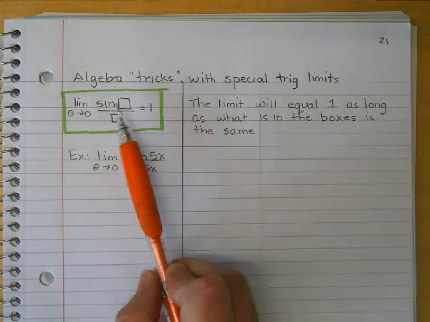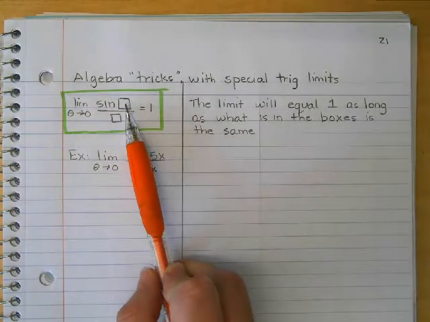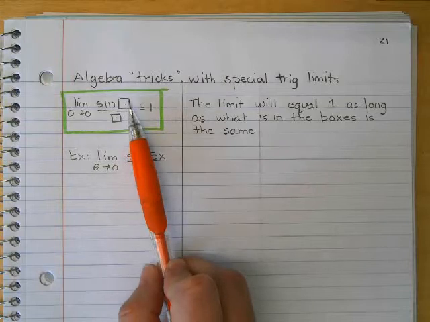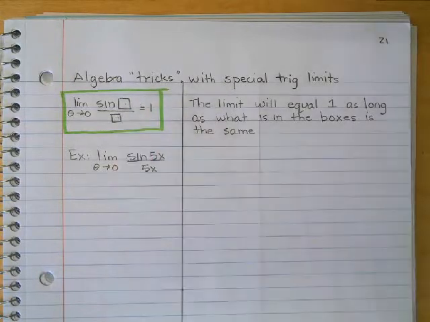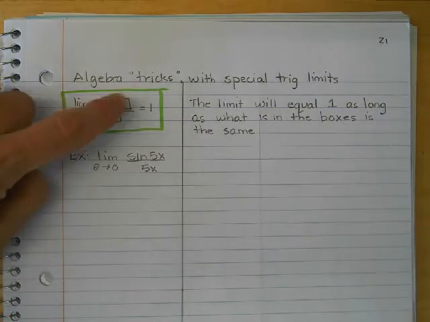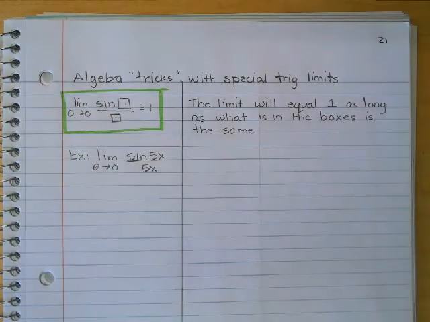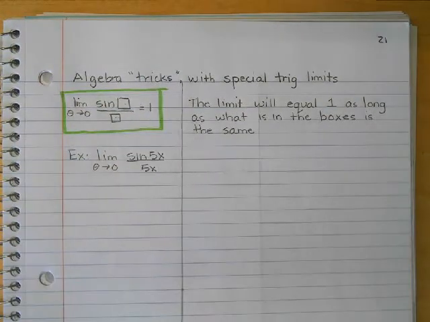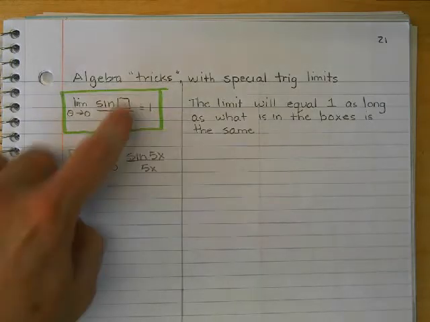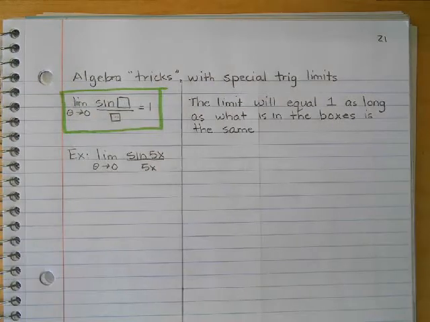One of the things that we want to know is that we just had a theta over a theta. So I just put two empty boxes here to say, as long as you have the same thing in those boxes, that is equal to 1. You don't have to prove it. That's something that we can say. As long as those are the same, it's equal to 1.